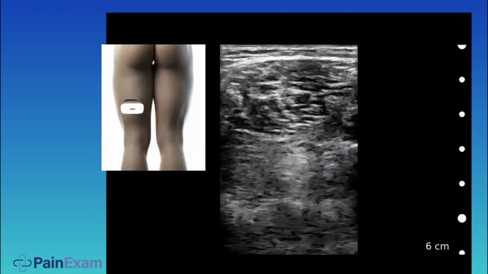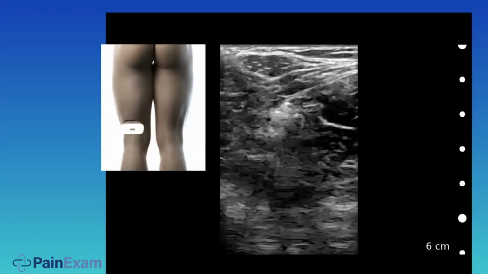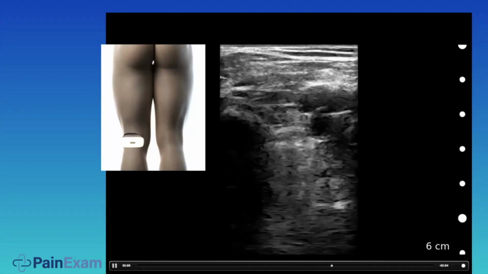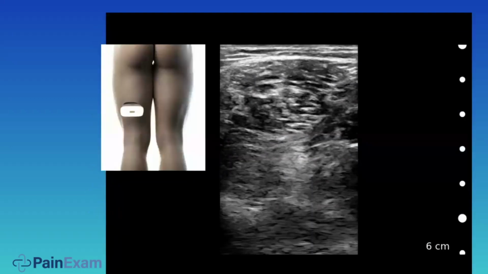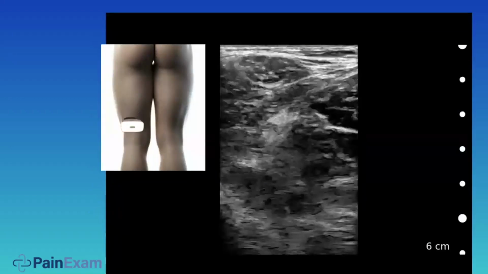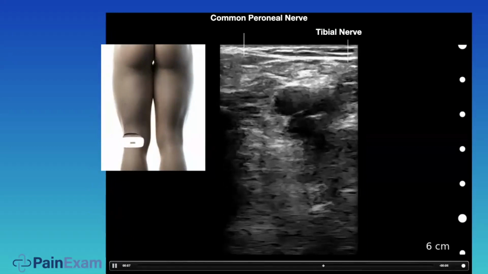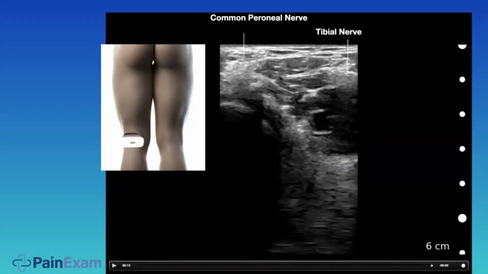Okay, tracing the sciatic nerve down. The sciatic nerve right here is deep to the muscle, and my probe is just sliding down. You'll see the nerve become superficial and bifurcate. See, two separate nerves are formed. Here is the tibial. Oops, sorry. Let's do that again. Tibial nerve and common peroneal nerve. When it stops shaking, you'll see it. There we go. The hyperechoic white tissue is the nerve.